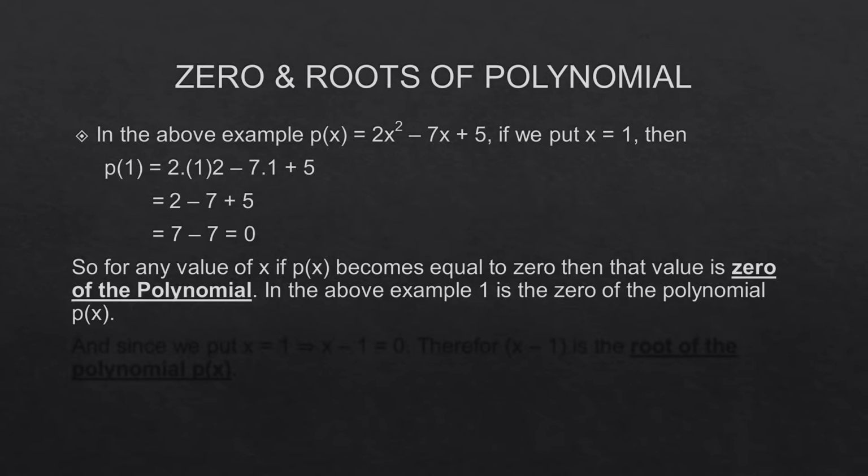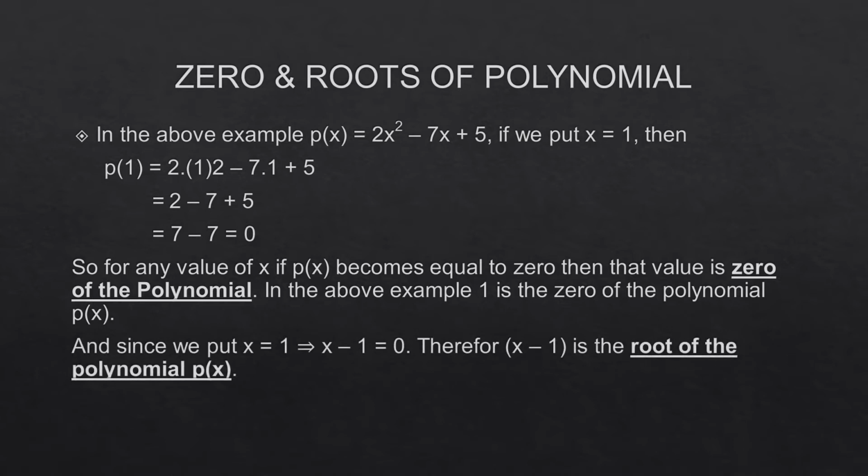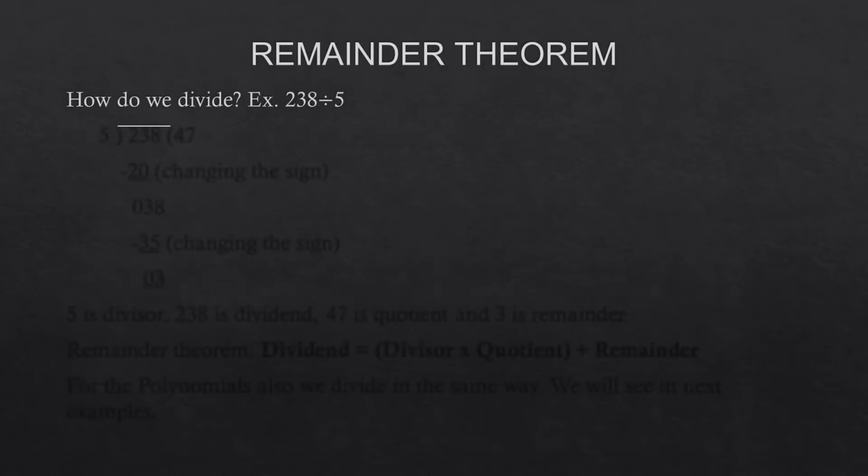In the example that I have shown, if you put x is equal to 1, the polynomial p(x) becomes equal to 0. So 1 is the zero of the polynomial. And since we put x is equal to 1, this implies x minus 1 is equal to 0. Therefore, x minus 1 is the root of the polynomial p(x), or it can also be called a factor of the polynomial. Now coming to the remainder theorem.